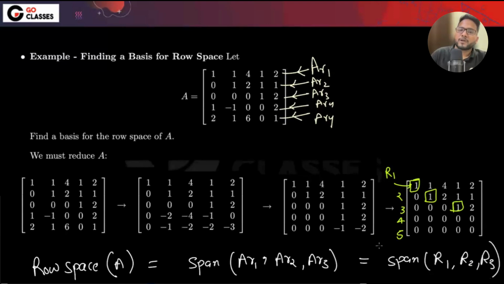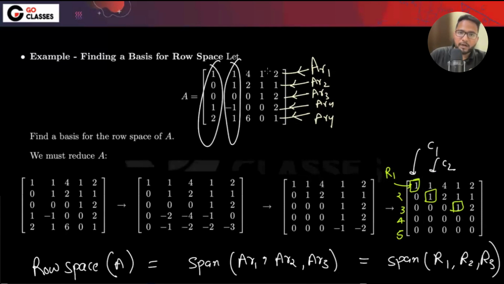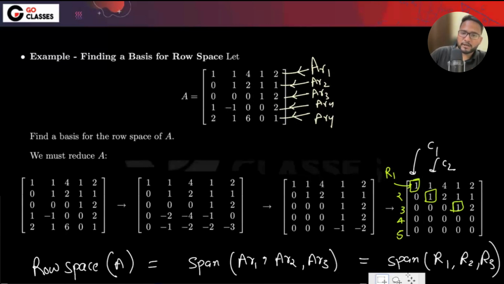Now let's suppose in the same question I ask you the column space. Can you say the column space is basically these three columns? No, right? So the column space, let's suppose this is C1, this is C2, then it is not the case, right? It should be A1, A2, and A4, right? Column space should be A1, A2, and A4. Okay. So let me also write that.